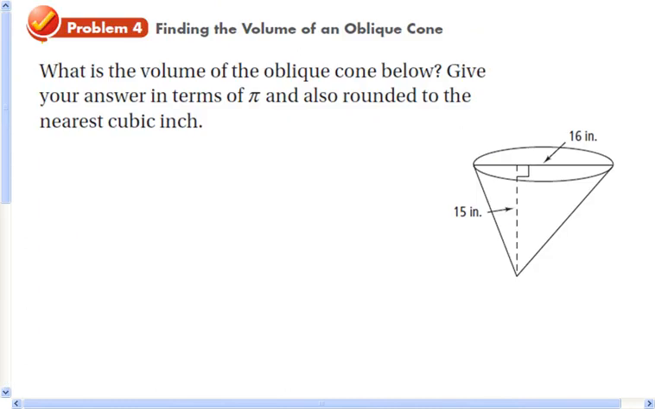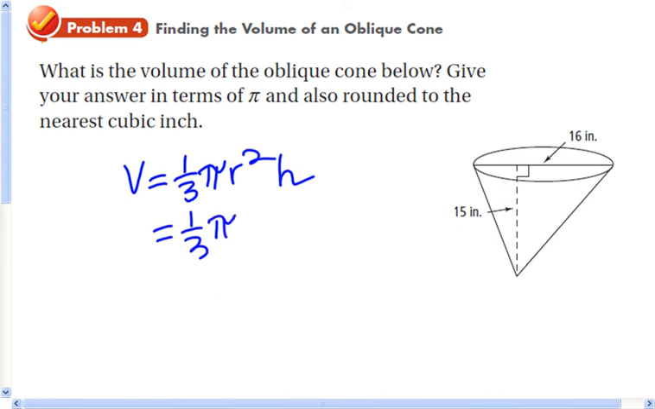All right, here again we have the volume of a cone. This is an oblique cone, but the way you find the volume is the same. It's 1/3 pi r squared h. So in this one, we can just substitute right in. I think we're given pretty much the information we need. The radius, of course, is half of the diameter given, so that's 8. We need to square that, so that's 64. And then the height is 15, because that's a perpendicular height from the base to the top.